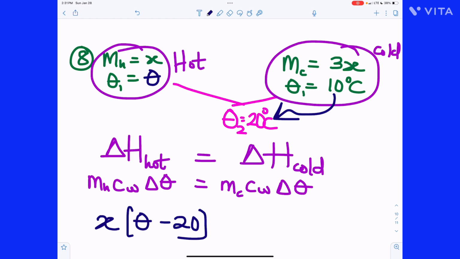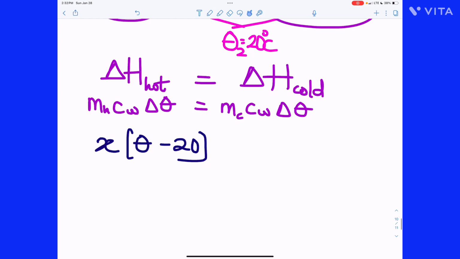Cold water will increase in temperature from 10 to 20, while hot water will decrease from theta to 20. So the change in temperature here should correctly be theta minus 20 for hot water. On the side of cold water, it should be 20 minus 10, final minus initial, so that our temperature changes can be in the correct order.